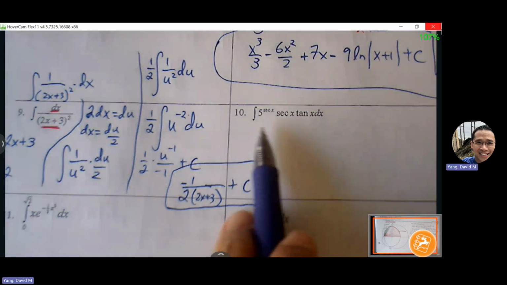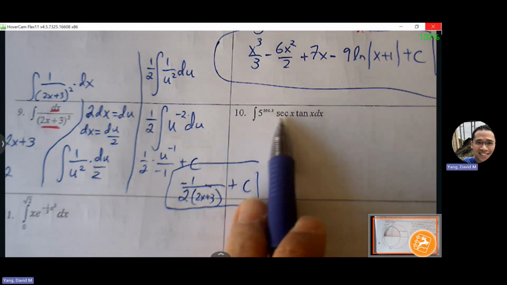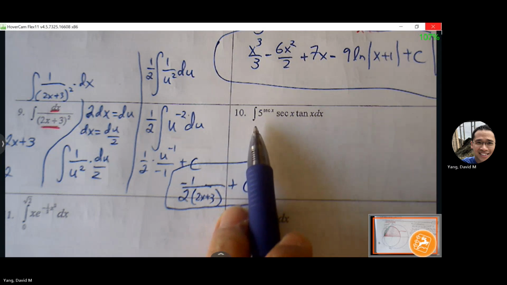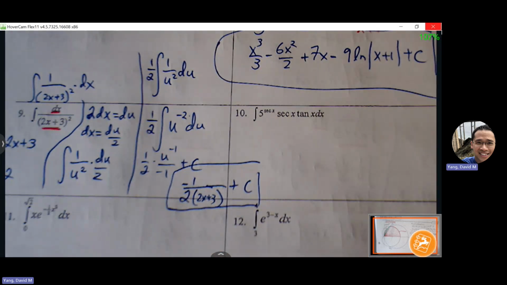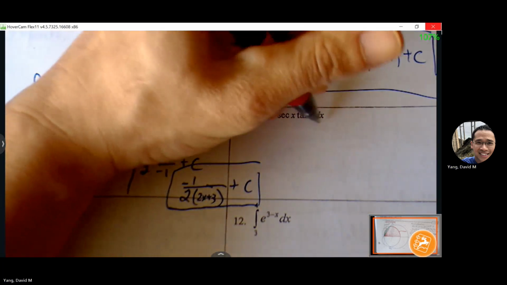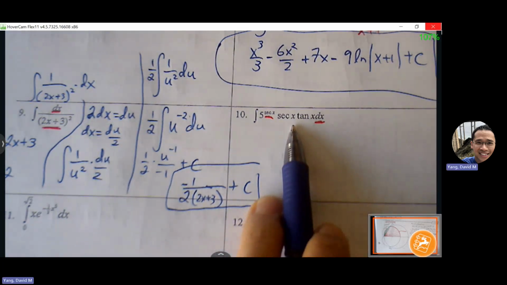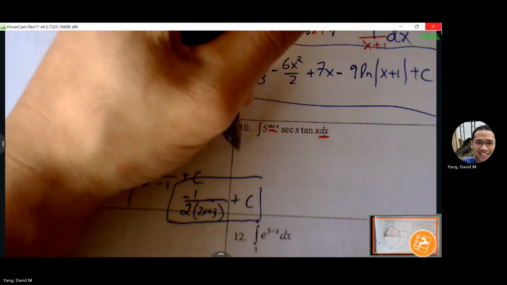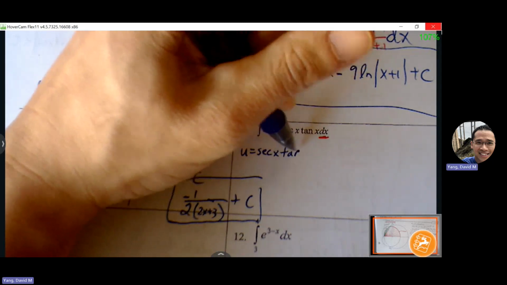Okay, number 10, integral of 5 to the secant of x, secant tangent x dx. You see an exponential function here. Yes, 5 to the secant x, right? So what could be our u value here? Secant x, right? We're kind of seeing the a to the u rule form here for us. Dx as well, right? And will that secant tangent go away, you think? Yes, the derivative of secant will take care of that, right? Sorry, u equals secant x.